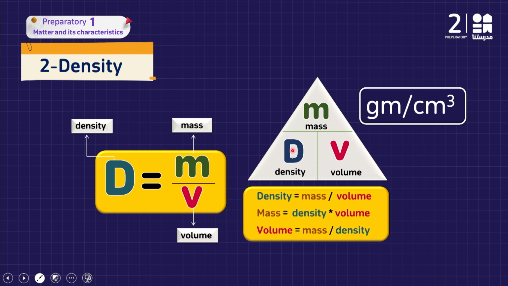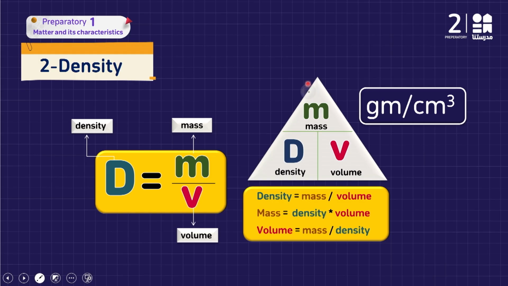If you want to calculate the volume, you have to hide it. So volume equals mass divided by density. But if you want to calculate the mass of the substance, you have to hide the mass. So the mass equals density times volume.